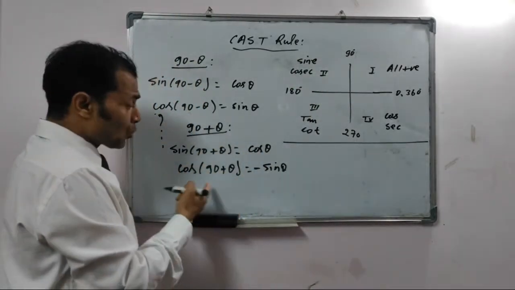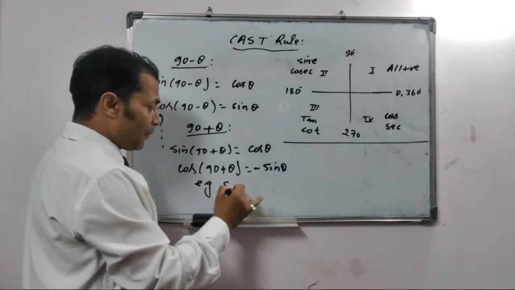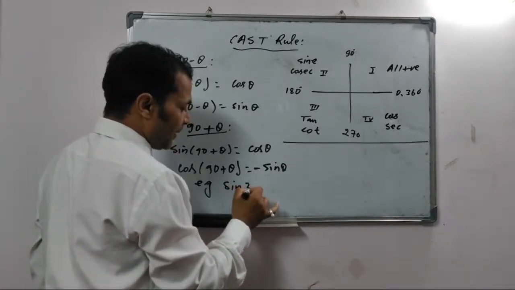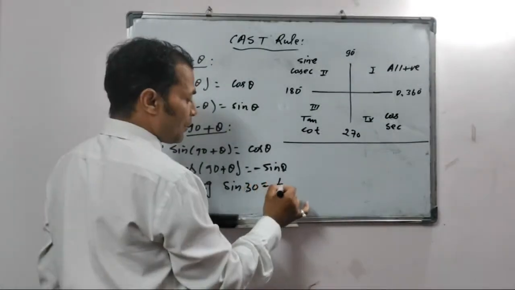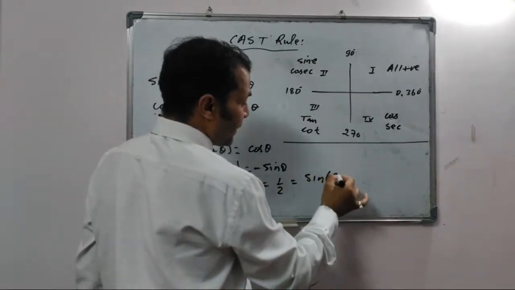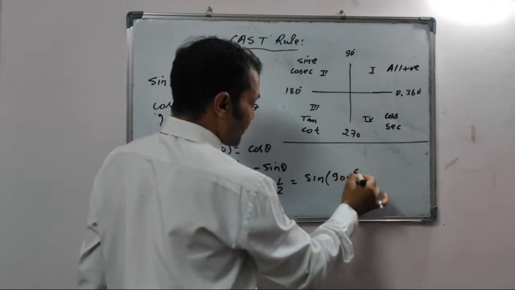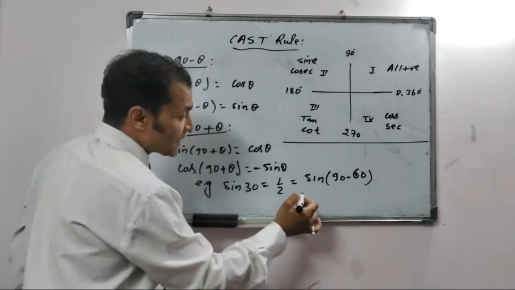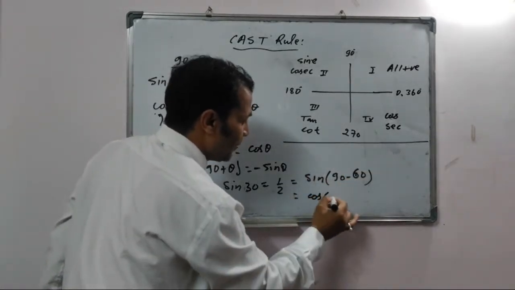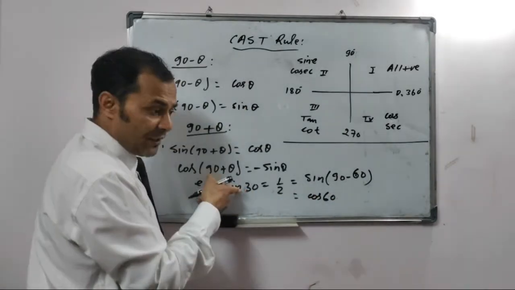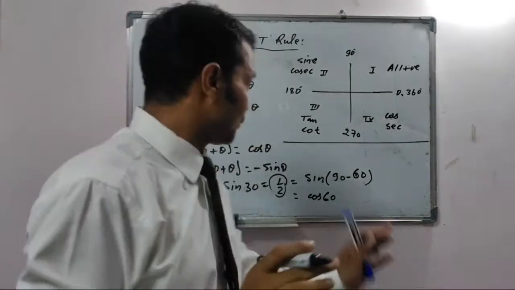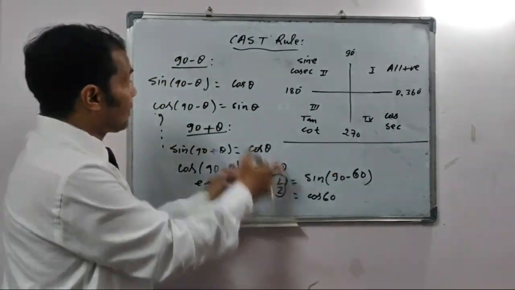Right. So what is the use of this formula then? For example, if you want to find the value of sine 30, the value of sine 30 is 1 by 2, as you all know. And this is the same as, in place of 90, writing 90 minus 60. Because of 90, it changes into cos 60. So the value of sine 30 and cos 60 is the same, 1 by 2. This is the actual implication of this formula.